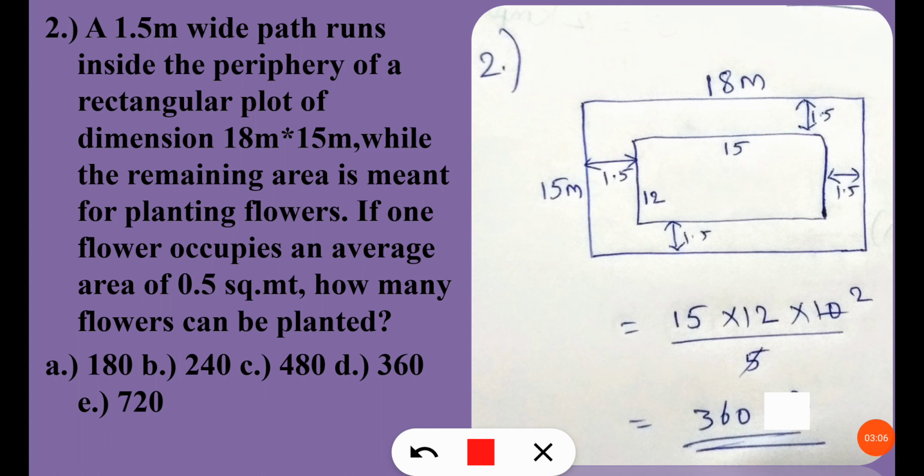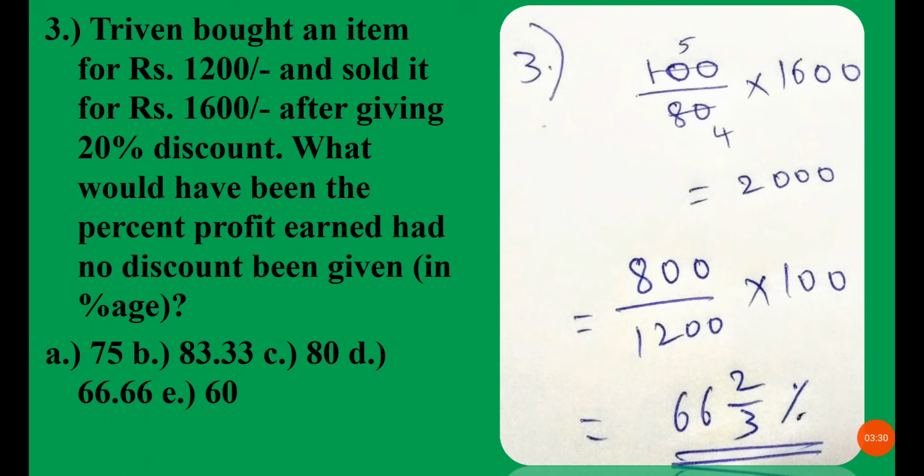It is also given that each plant occupies an average area of 0.5 square meter. So the number of flowers will be 15 into 12 by 0.5. Numerator and denominator are multiplied by 10. So 15 into 12 into 10 by 5. 5 2s are 10, 15 2s are 30, 30 into 12 equal to 360. 360 plants can be planted in this remaining area. I hope you understood. Moving to the third question.